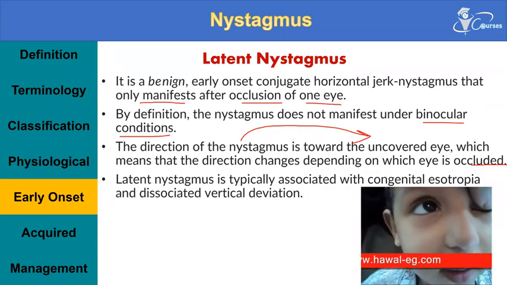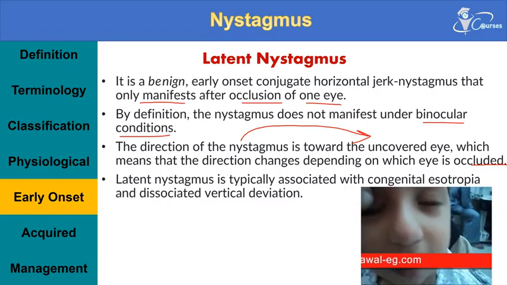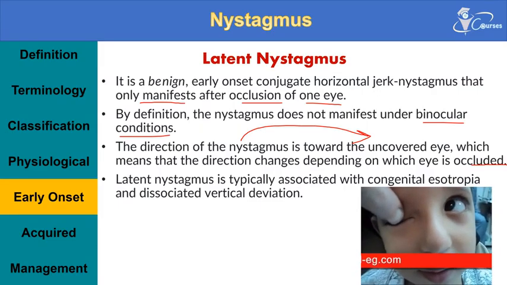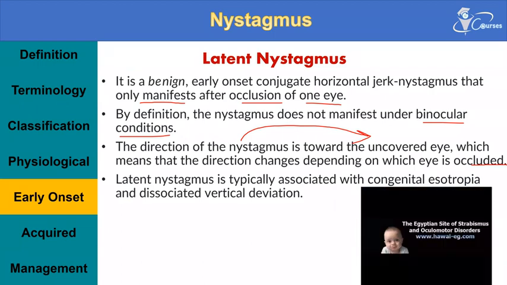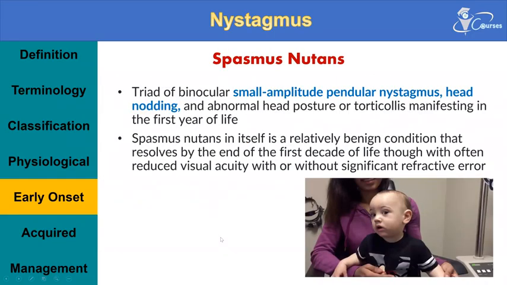You see, very clear. And this nystagmus is beating toward the uncovered eye. Another very important type of early onset nystagmus is the spasmus nutans.